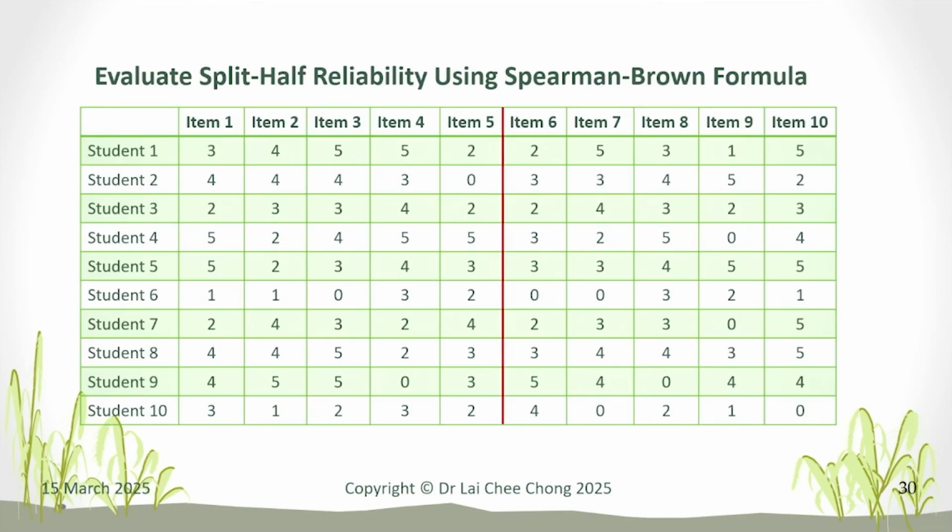Now, I'll give you an example here. I think I have 10 students here. Let's make it easier first, okay? 10 students taking 10 test items. And here are the scores which I have. You don't care what kind of test this is, but these are the 10 items which I have here. Okay.